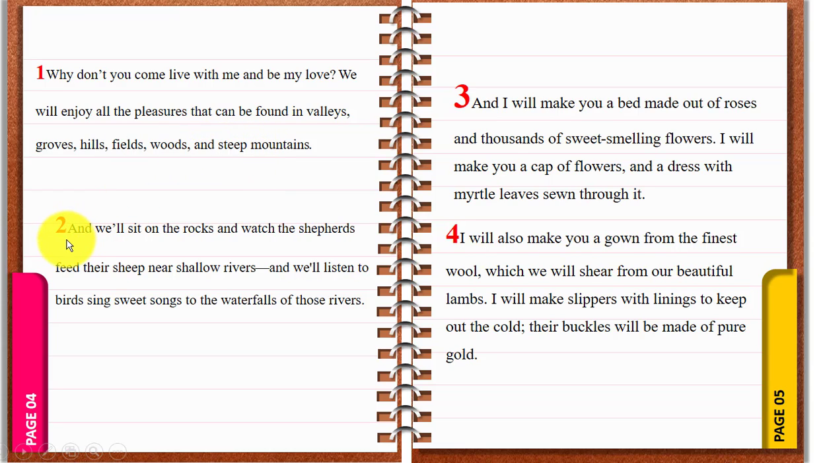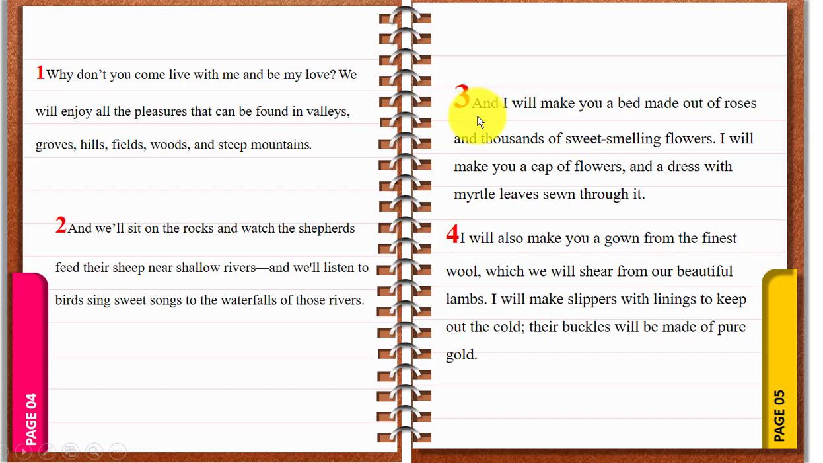In the second stanza, he goes on and says that once you're here, if you join me, we're going to be observing and sitting on the rocks as we watch the sheep feeding. And we'll also watch the rivers as they flow with their nice sound as they're shallow. We'll also be listening to the sweet sounds of the birds as they sing.